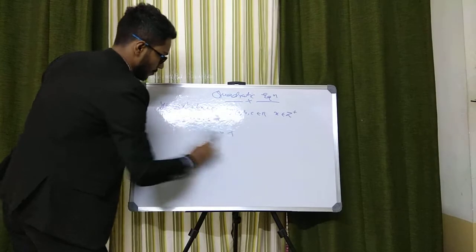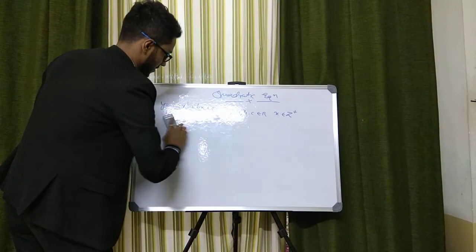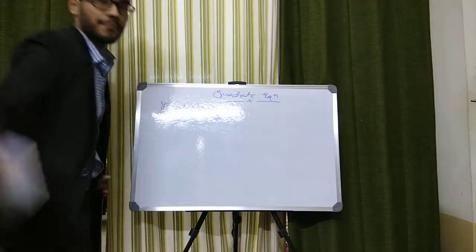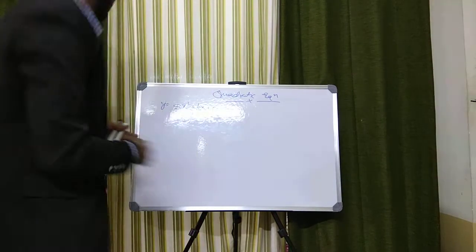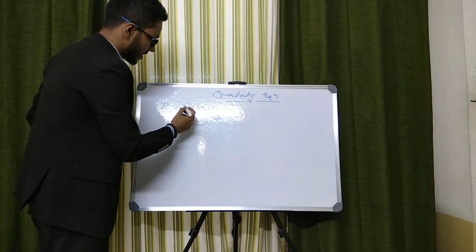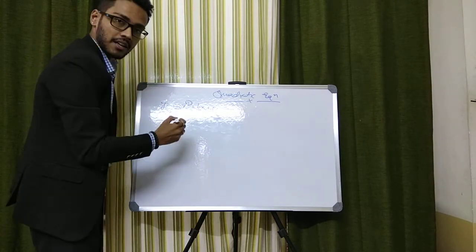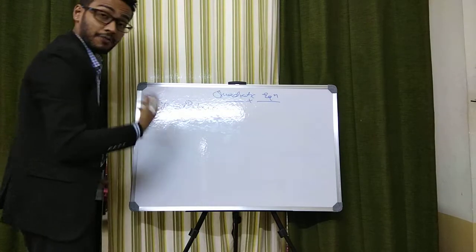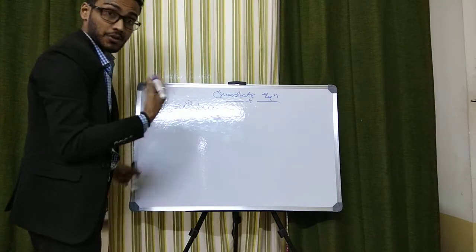Now, the most important thing is its roots. What do we mean by roots? Any polynomial equation will have n roots. So for a quadratic equation, what is the degree here? Degree is 2. So it will have 2 roots. And we'll find out how we can find the roots.